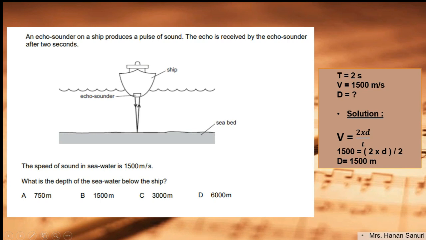Now the depth is half of this distance. It means 1,500, here it is. This and this together, down and up together, 1,500. So the depth is only from here to here, so I want to take half of it. So what is half of it? 750 meters, 1,500 over 2. 750 meters. This is the answer. Okay, is it clear why it's 750 meters?